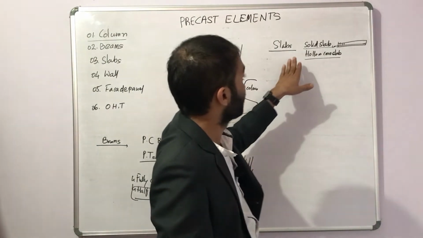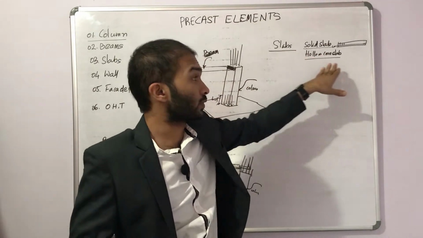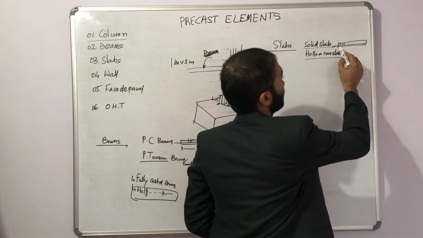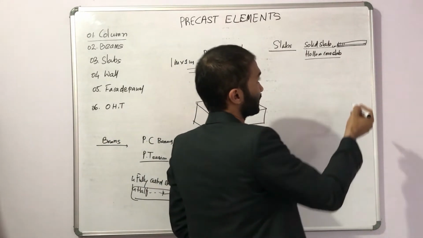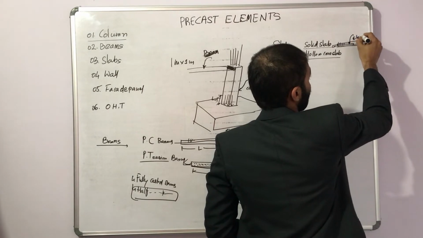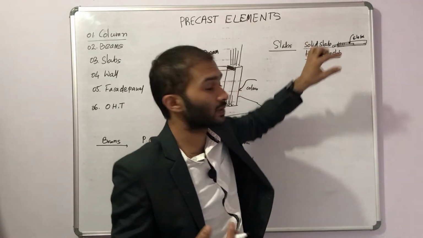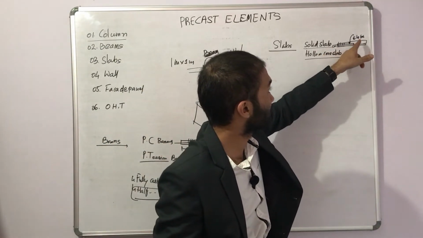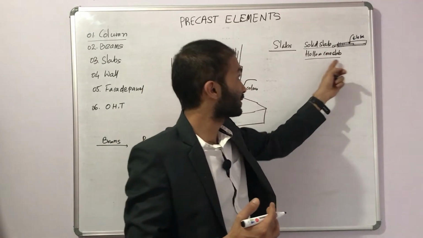So the next is slabs. There are different types of slabs: solid slab and hollow core slabs. In the solid slab, we cast half in the factory, and the rest of the half we cast in the in situ method, because we need to run some electrical conduits and other plumbing fixtures. According to the design, we leave around 3 inches of gap, and the leftover part we just cast in situ.